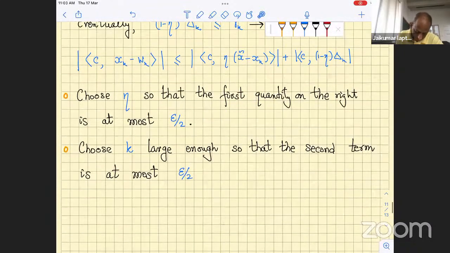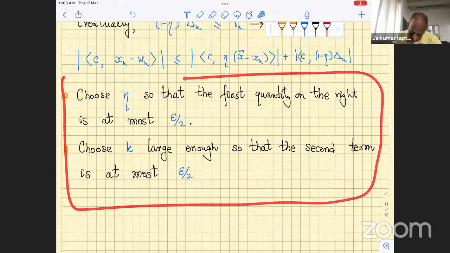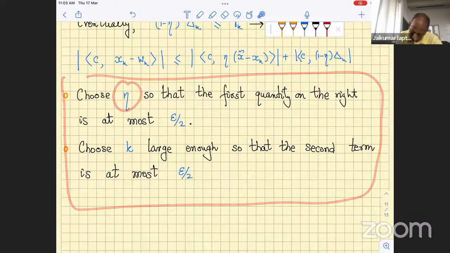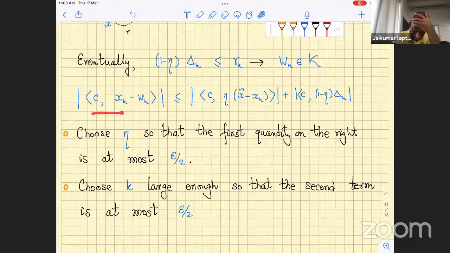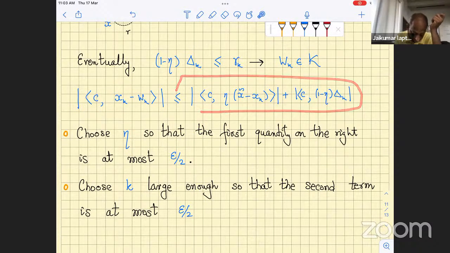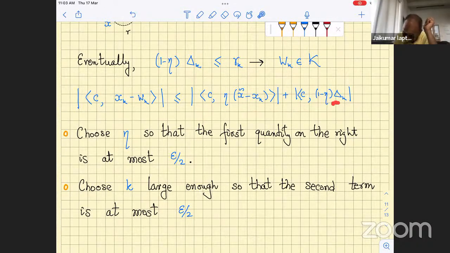So, the 2 points, you choose your eta so that the first quantity, so again, we have to make sure that our eta is chosen so that the difference in the objective function is small. Okay, so I'll let you figure this out. I mean, you have to choose k large enough so that this quantity is so small that it makes no difference. And then this x tilde minus xk.